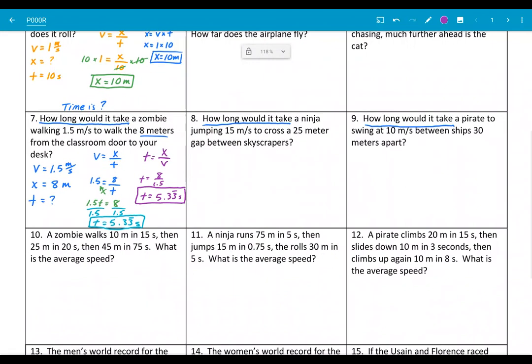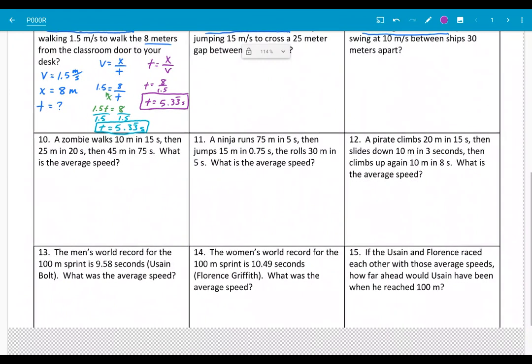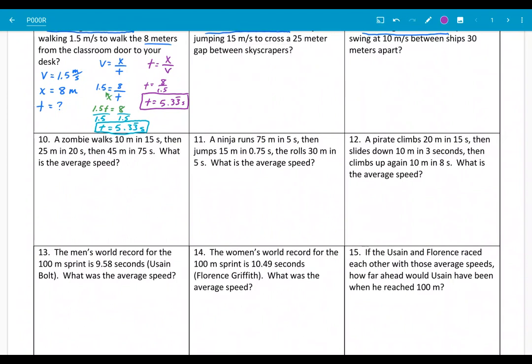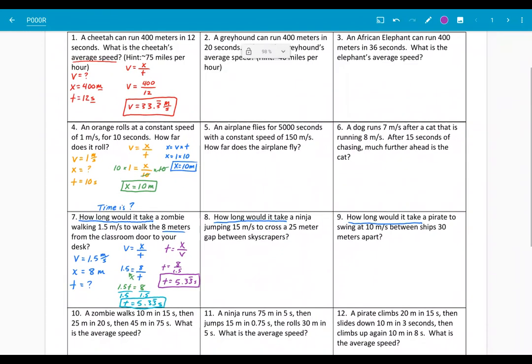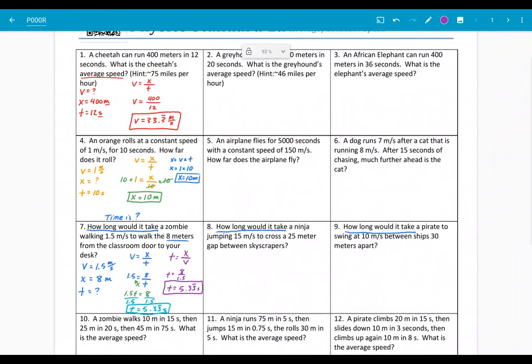Okay, now we'll talk about 10 through 12 and 13, 14, and 15 together, again, next time in class. Okay. So what I want you guys to work on right now is just questions 1 through 9. Do those as best you can. If you make mistakes, it's okay. It's all part of the learning process.